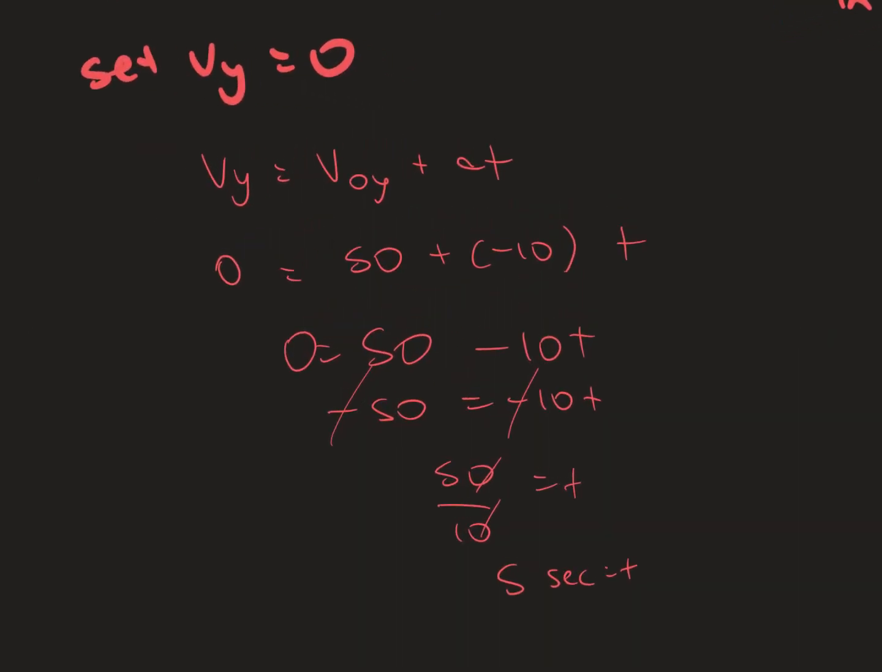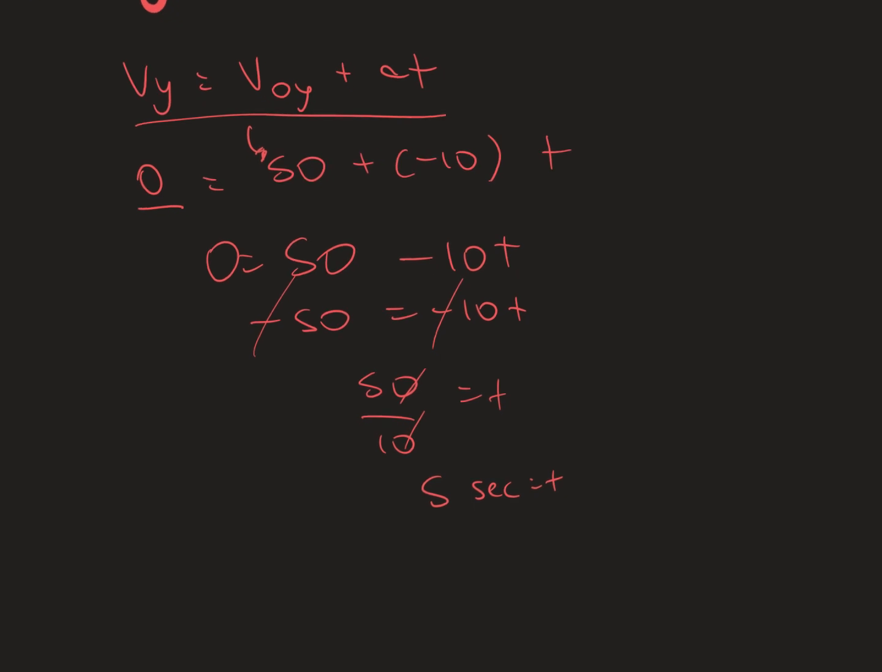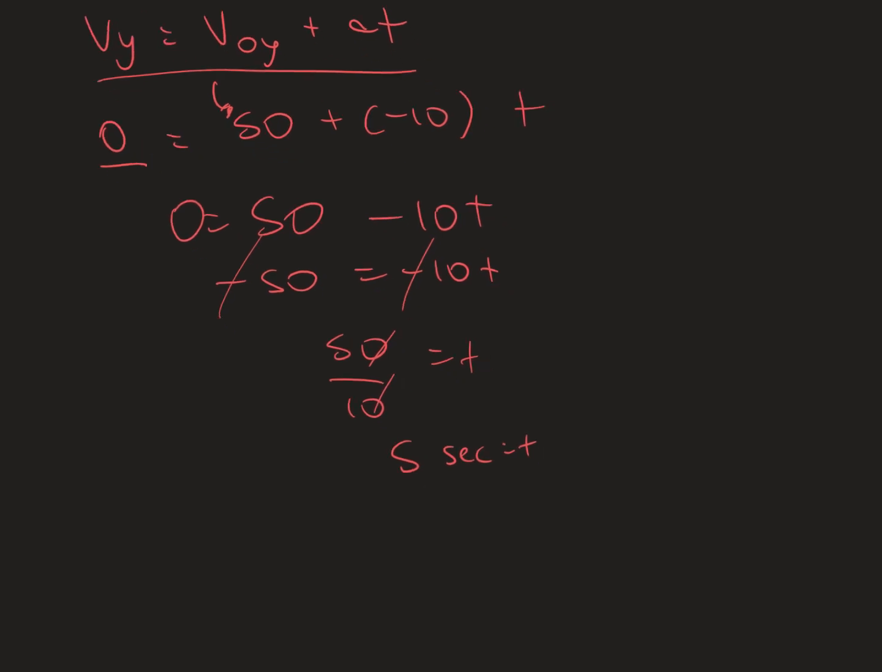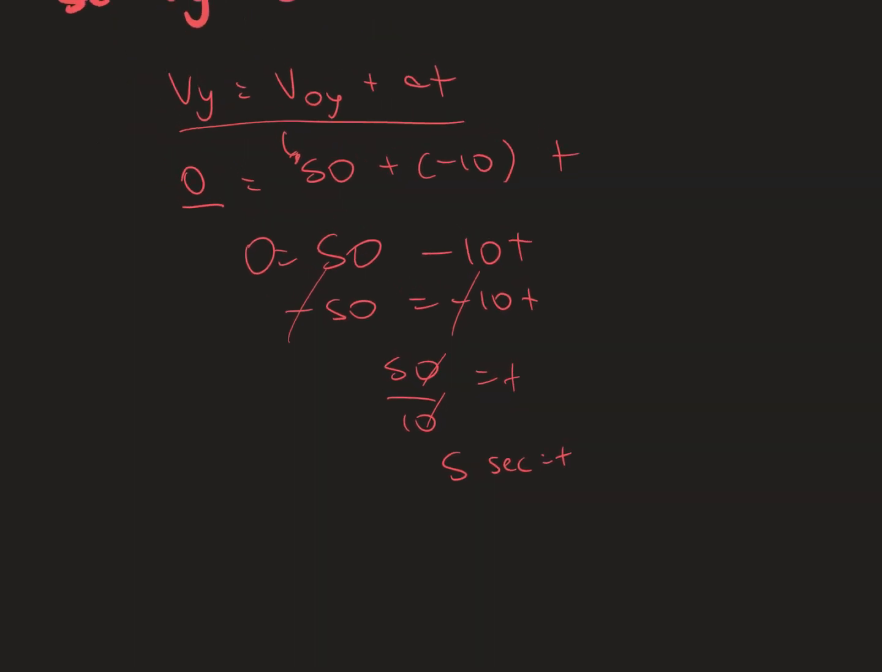With that said, we use the equation Vy equals initial velocity y plus acceleration times time. We put in the values: 50 plus negative 10 times time equals 0. So we get 50 minus 10t. We move the 50 to the left, and we have two negative signs that cancel out. 50 over 10 is 5 seconds for the time. That's the amount of time it takes to reach the maximum height.